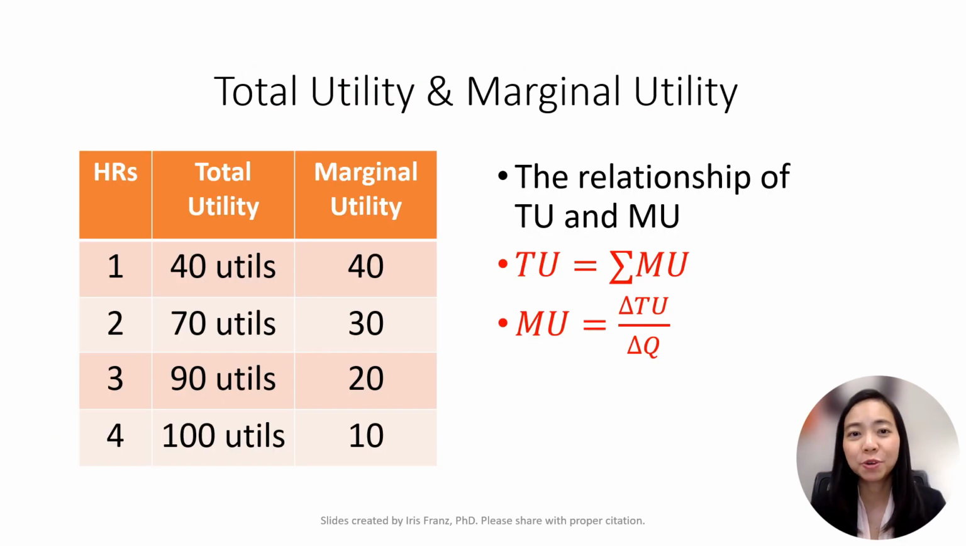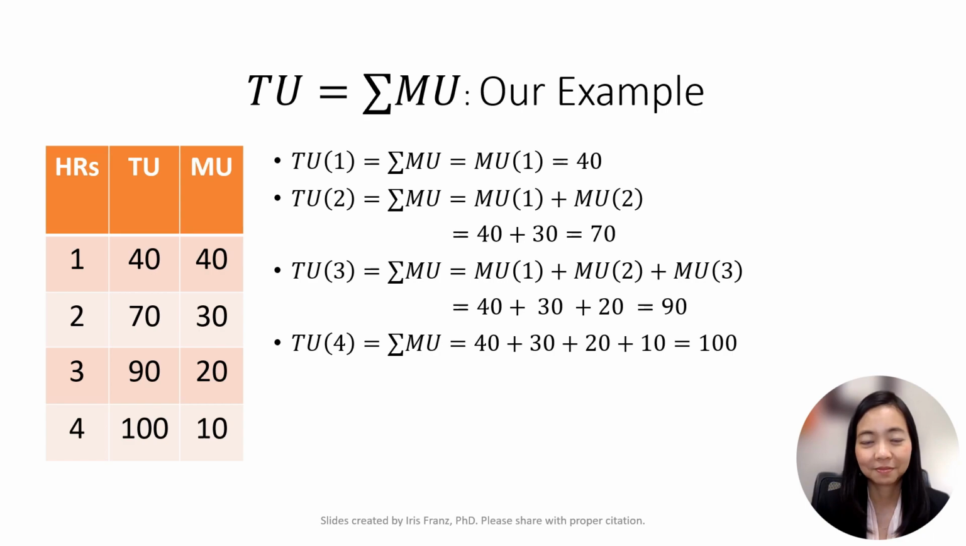Here is a formal relationship between total utility and marginal utility. Total utility TU is the sum of marginal utility MU, or you can say that marginal utility MU is equal to change in total utility divided by change in quantity Q. Here is our example of gaming.